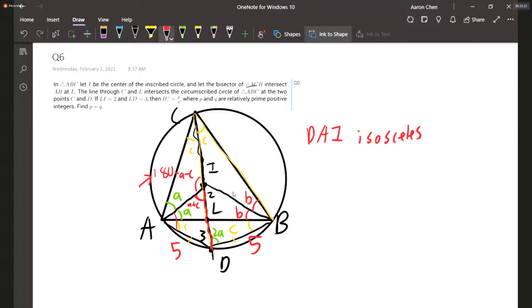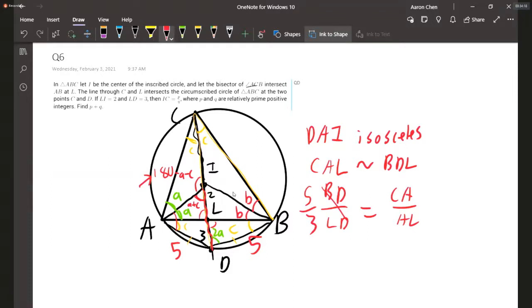And so this angle is 2A, and this angle is 2A. And this angle is C, and this angle is C. And these two angles are equal. So you have that triangle CAL is similar to triangle BDL. And so that tells you that BD to LD is equal to CA over AL. And so BD over LD is just 5 to 3.